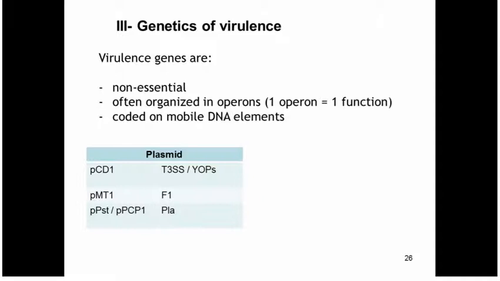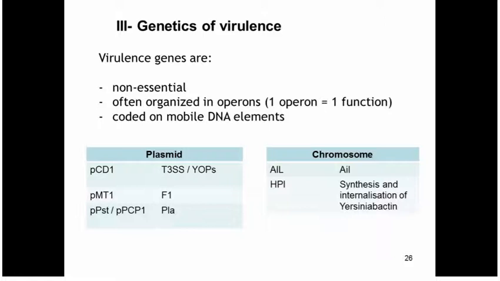Yersinia pestis has 3 plasmids. This one is shared with other Yersinia species. pMT1 and pPCP1 are specific to Yersinia pestis. So this is how this pathogen has evolved in time. It came from a precursor, another Yersinia species that already had these virulence factors, and somehow it picked up these 2 plasmids. And these give it the ability to be transmitted by the flea bite.